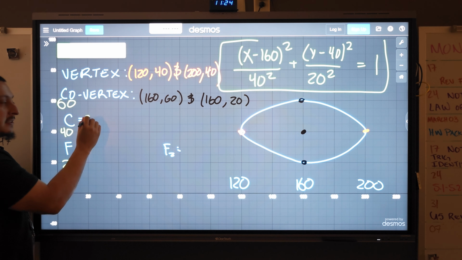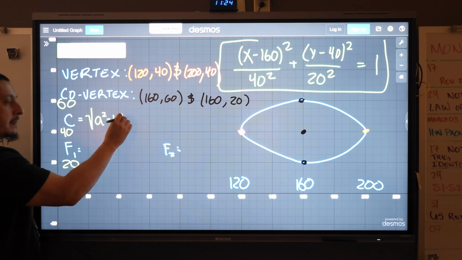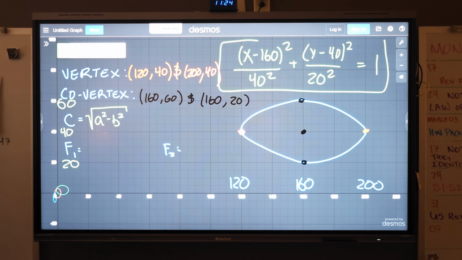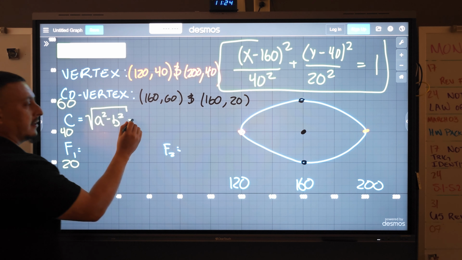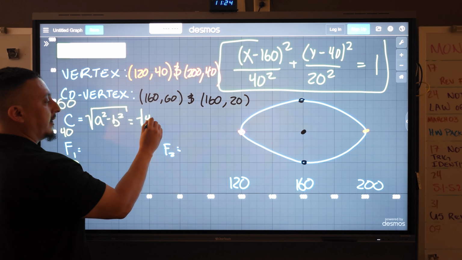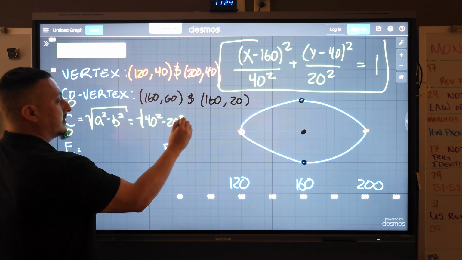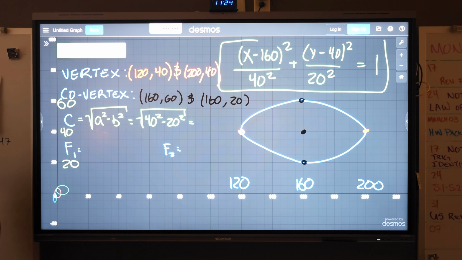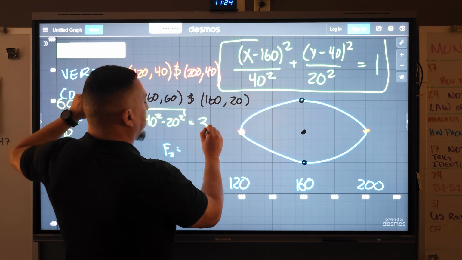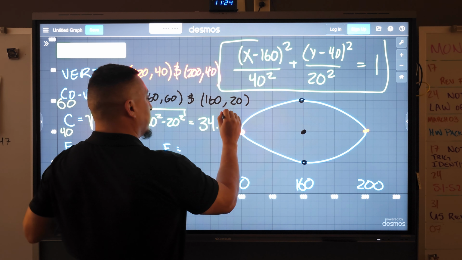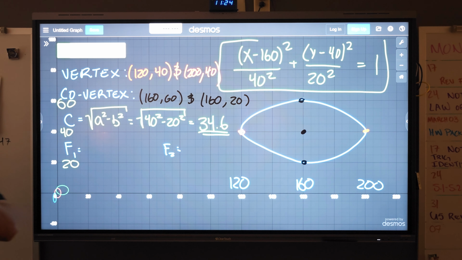Okay, C. C, remember, is the square root of a squared minus b squared. Or the big radius minus the small radius. So the big radius is 40 minus the small radius. What is that, guys? 34.6. We'll just go to the tenths. This number is going to be important, okay?